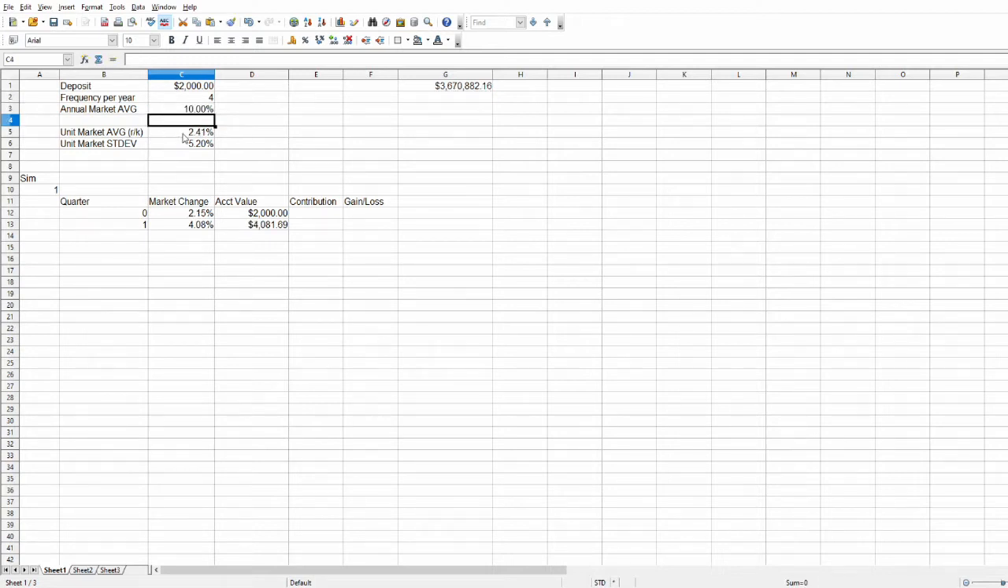So what do I mean by unit market average? This is what percentage the stock market changes per unit. And my unit is a quarter. Okay, my unit is 1 quarter, which is 4 times per year. The question is, what does the stock market do every quarter if it increases 10% every single year? The answer is not 10 divided by 4. That would be 2.5. Remember, that's not how exponential things grow and shrink.